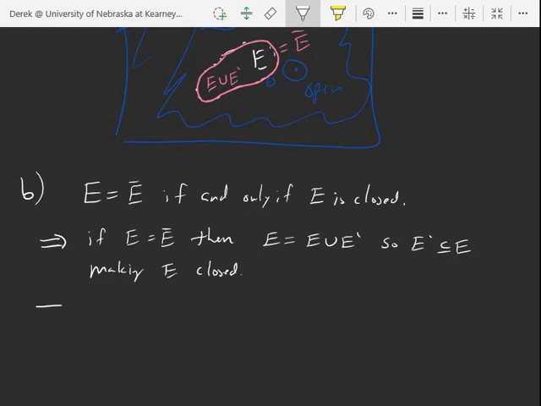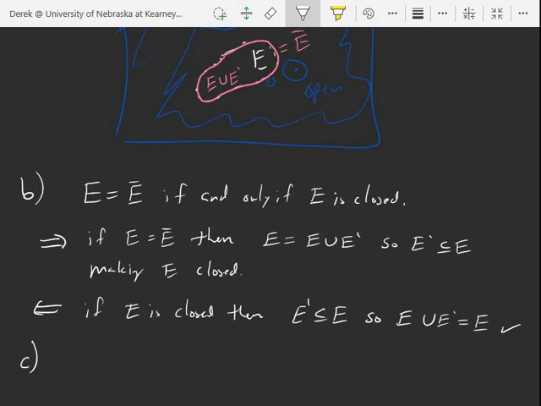Okay. And then the other direction, if E is closed, then E prime is a subset of E, so E union E prime equals E, which is what the statement says, right? So that checks B off.